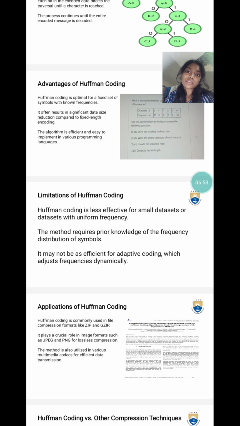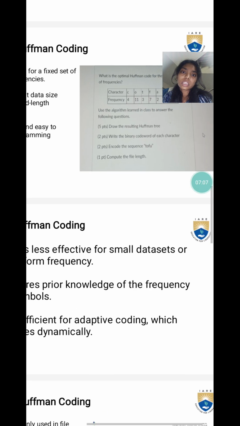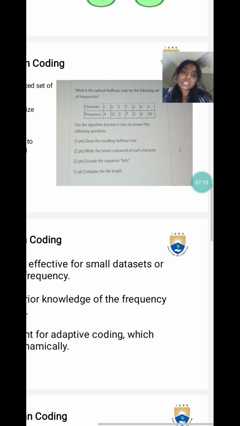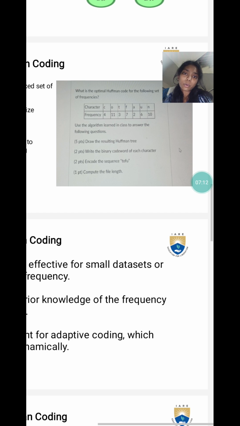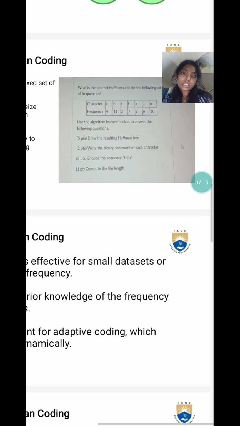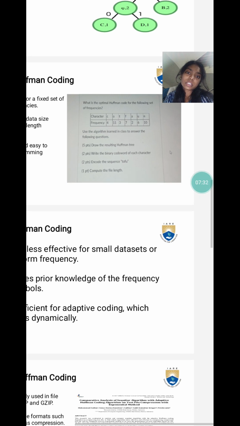It often results in significant data size reduction compared to fixed length encoding. The algorithm is efficient and easy to implement in various programming languages. Here they give some data and the frequency. The characters are C, O, T, F, A, U, E, and the frequencies are 4, 11, 3, 7, 2, 6, 10. Now we construct the Huffman tree from O to A, from the highest frequency to the lowest.